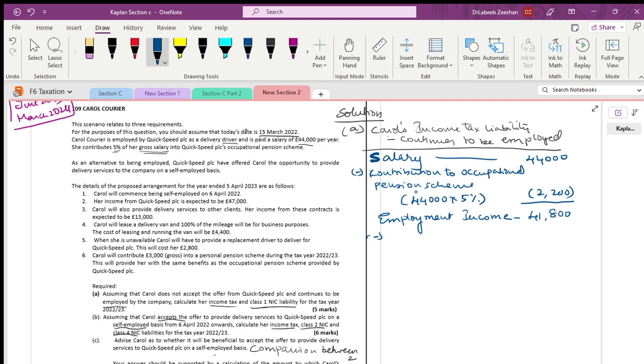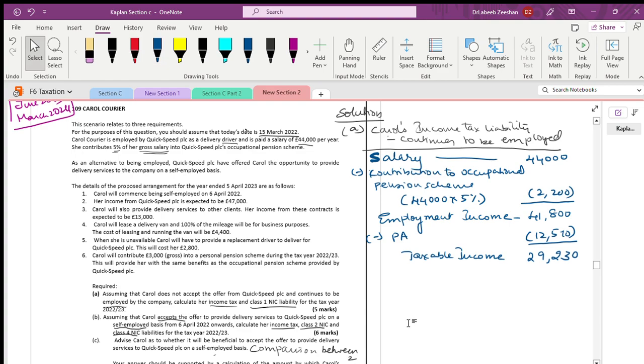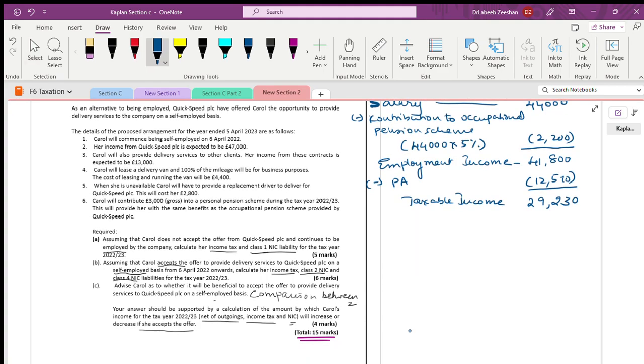Now less personal allowance. How much is the personal allowance? The personal allowance is 12,570. How much will you get? You will get 31,430. Is it right? This is going to be called the taxable income.